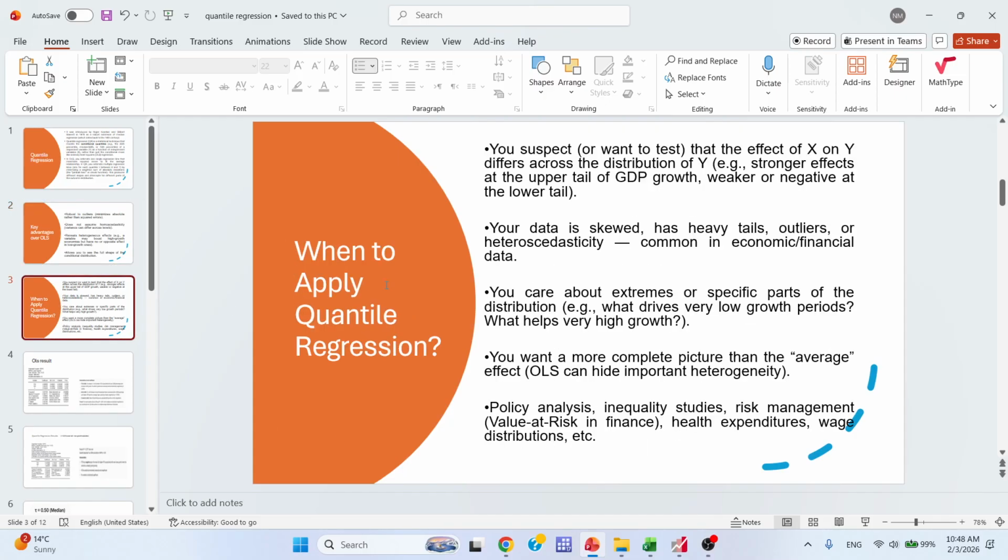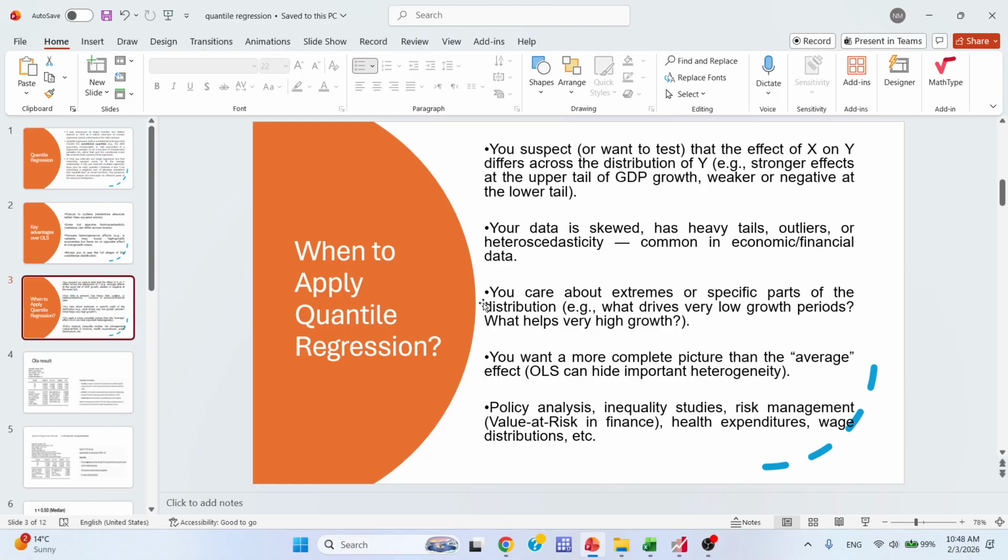The next thing is when to apply quantile regression. You can apply it when you suspect or want to test that the effect of x on y, the independent variable on the dependent variable, differs across the distribution of y. For example, a stronger effect at the upper tail of GDP growth, and a weaker or negative effect at the lower tail. Second, if your data set is skewed, has heavy tails or outliers, then quantile regression is the best option for obtaining results.